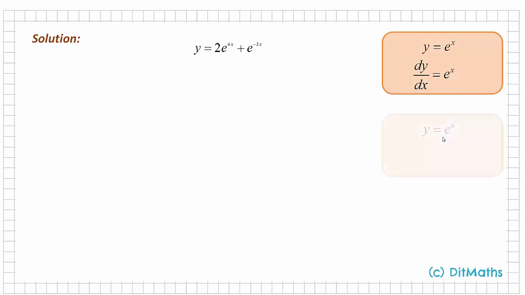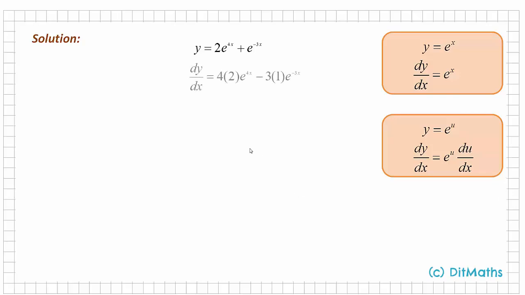Now, if the index is anything other than x, we could let it equal to u, and then dy/dx is e to the power of u times the index differentiated, or du/dx. So here, when we differentiate e to the power of 4x, we get e to the power of 4x, and differentiate the index, we get 4. So it's 4 times 2 times e to the power of 4x.